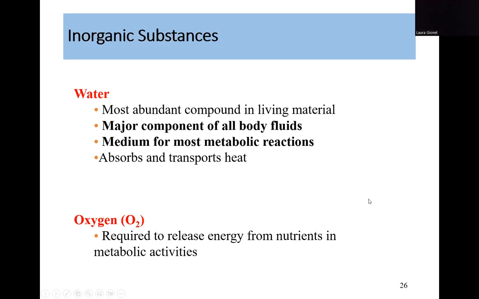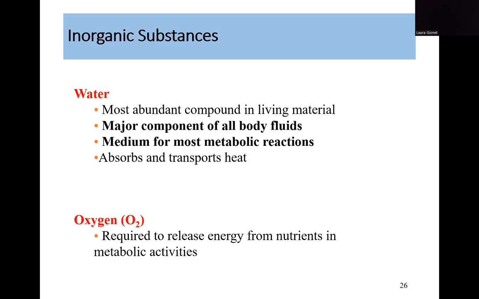So inorganic things are like water, which is the most abundant compound in living material. It's the primary solvent of the body. Right? It's a medium for most metabolic, chemical reactions. And it absorbs and transports heat really well. So water is a very important substance. Oxygen is required to release energy from nutrients in metabolic activities. When we look at cells, the mitochondria, sometimes in high school you call it the powerhouse of the cell.